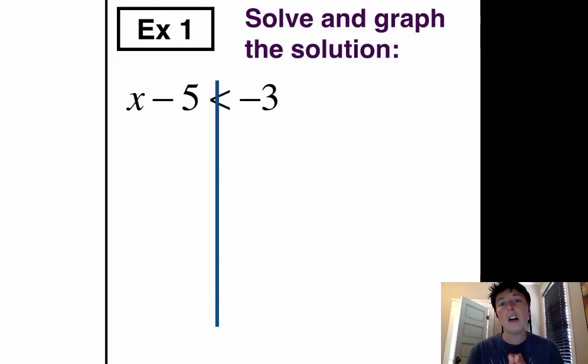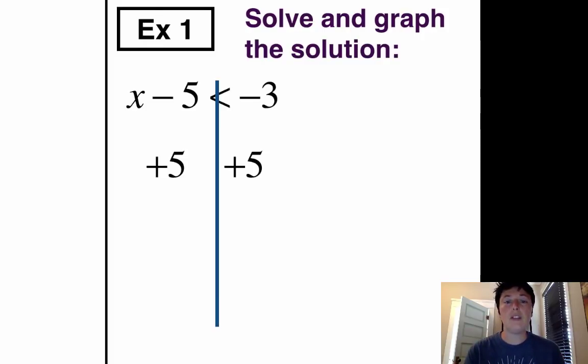We want the variable all by itself. So that minus 5 has got to go. And the easiest way to do that is to add it to the other side. So we're going to equally add 5 to both sides.